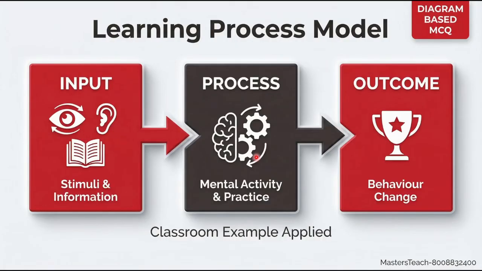So, the learning process model. Learning happens through input, through senses, through eyes, through hearing, through reading. There is stimulus information. Then it is processed and practiced through our mental activity. Then outcome, the behavior is going to be changed. This can be taken as a classroom example. This is a diagram based on MCQs.